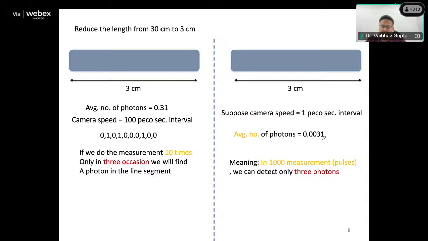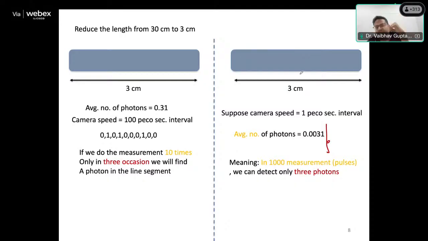And in some other lectures, you might have heard about the correlation function, G2 measurements and all. So this is what basically happens: you are trying to find out the statistics, that is, how the photon distribution is going to be within this particular line segment.